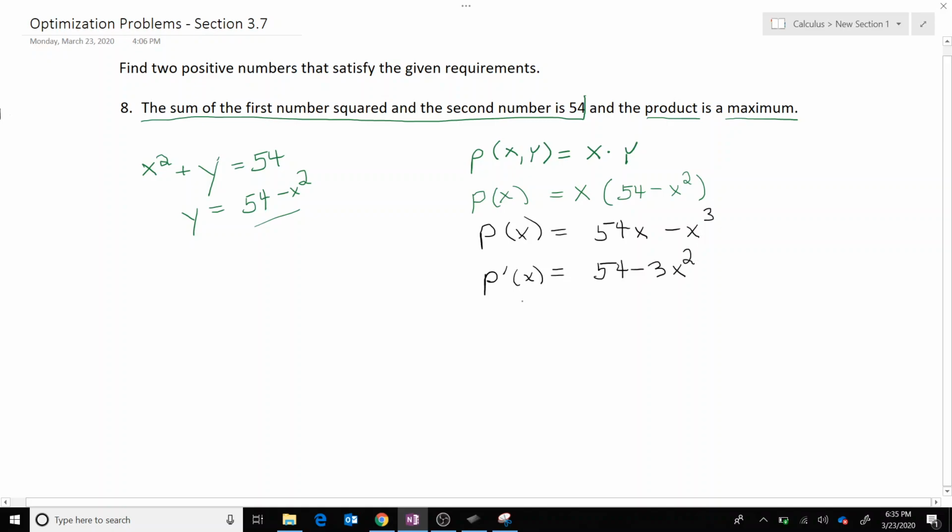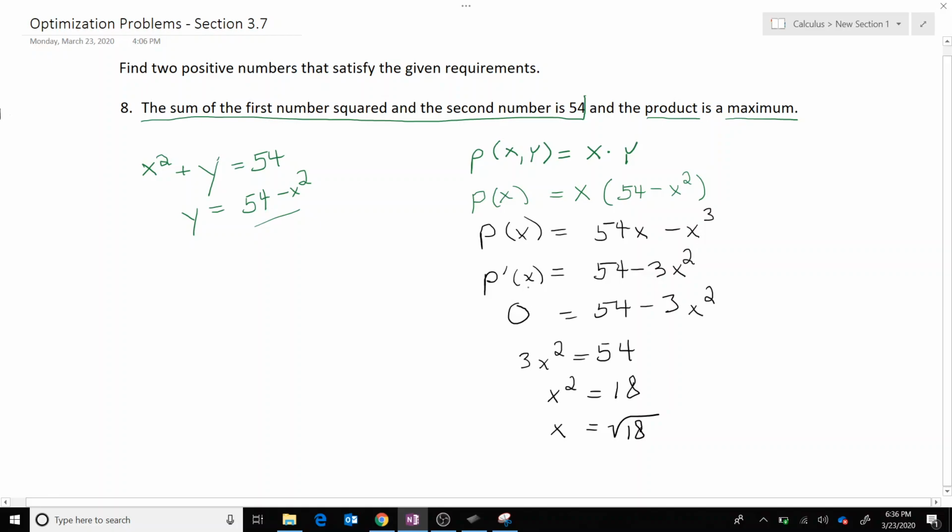And again, if we're trying to find a maximum or a minimum, the key is to set that derivative to 0. So I want a value of x that will set this to 0. So I'm going to bring my 3x squared to the other side. I'm going to divide both sides by 3. And to get x, let's take the square root of both sides. And so we have a maximum when x is equal to the square root of 18.